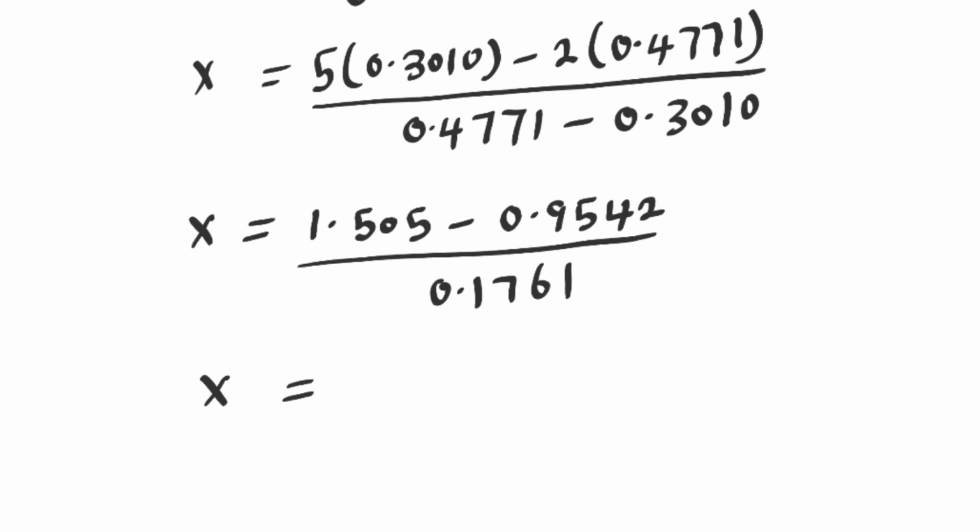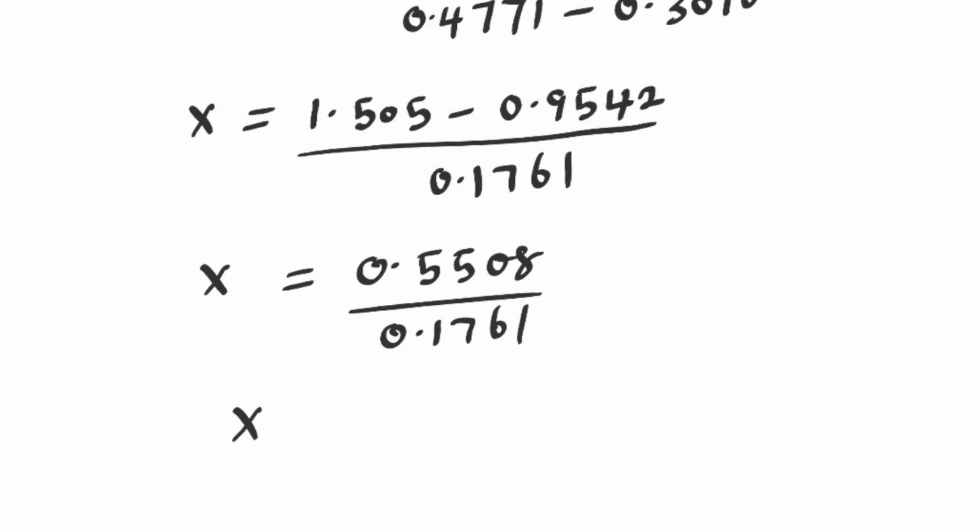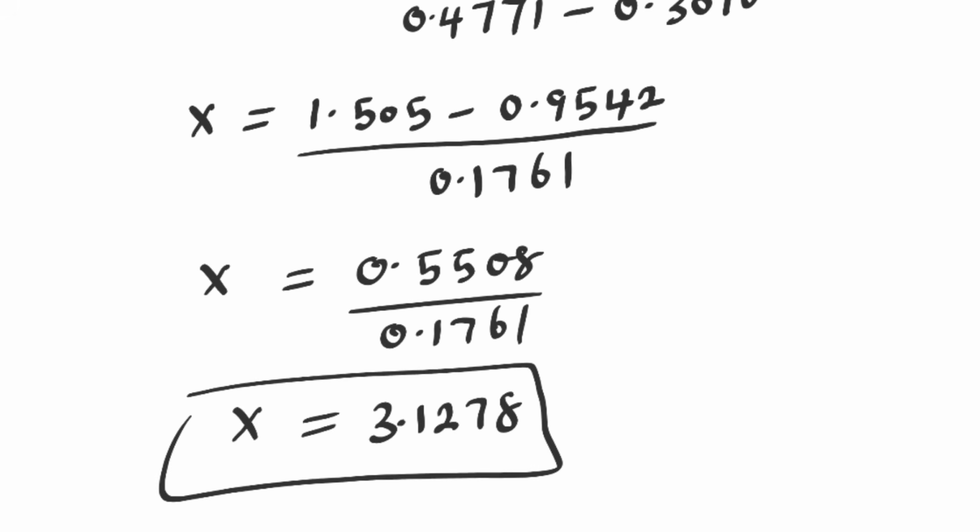x is equal to 1.505 minus 0.9542. That is 0.5508 over 0.1761. Then x will be equal to 0.5508 divided by 0.1761, that is 3.1278. Then this is the value of x. We may check to confirm if this answer is right or wrong. Let us check.